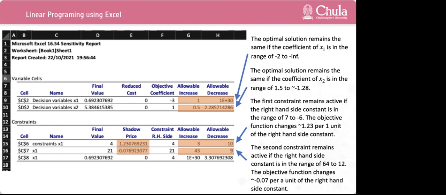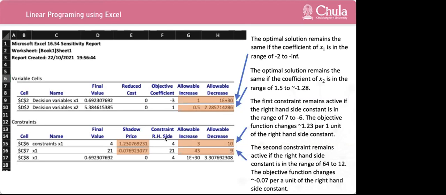So the optimum solution remains the same if the coefficient of x2 is in the range of 1.5 to -1.28. Because we start from this objective coefficient, the allowable increase is 0.5. That means we can increase from 1 to 1.5. And for the decrease, it can be 1 subtracted by this value.